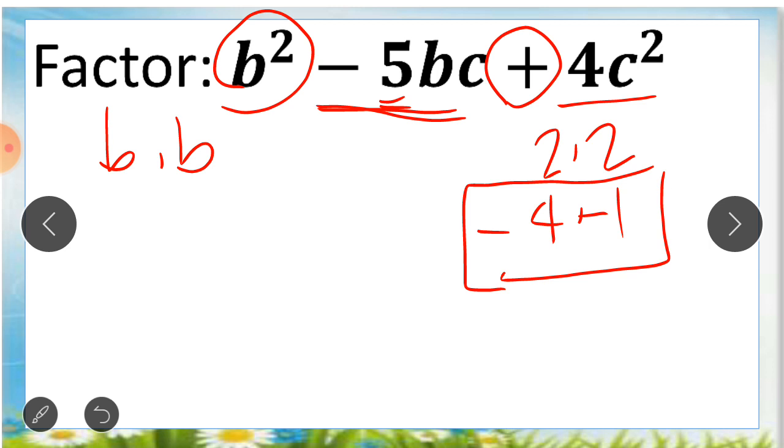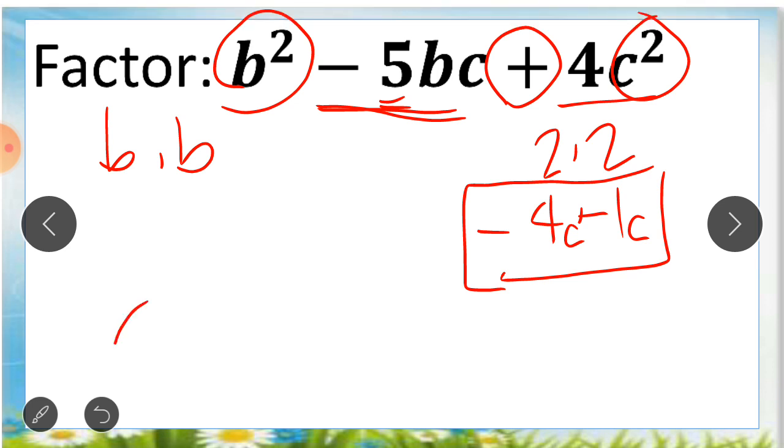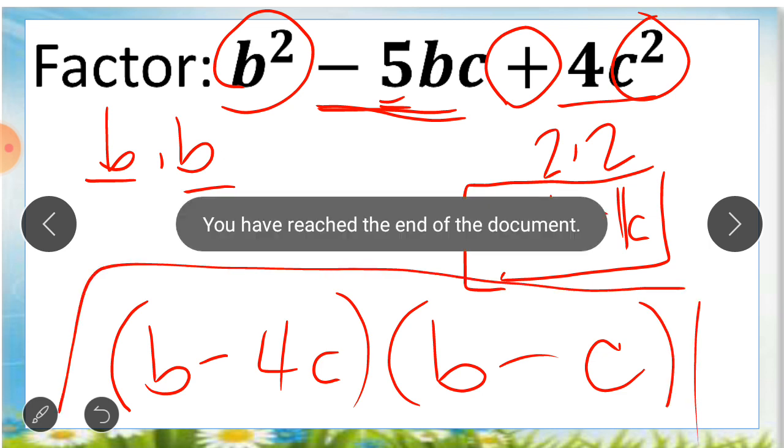Now, all you need to do is to put c because we have c squared here. So negative 4c and negative 1c. So when you write that as factors, b minus 4c times b minus c. You don't need to write 1 because if the variable has no numerical coefficient, automatically the numerical coefficient is 1. Okay, so these are the answer.